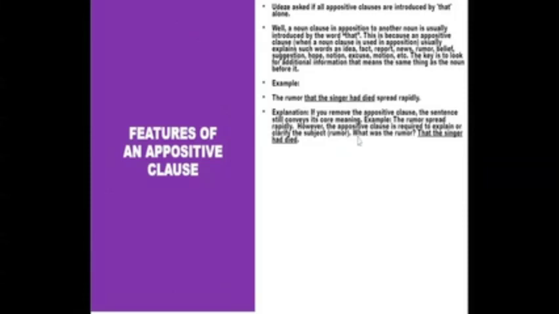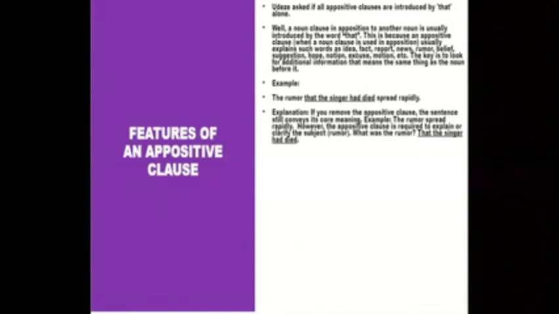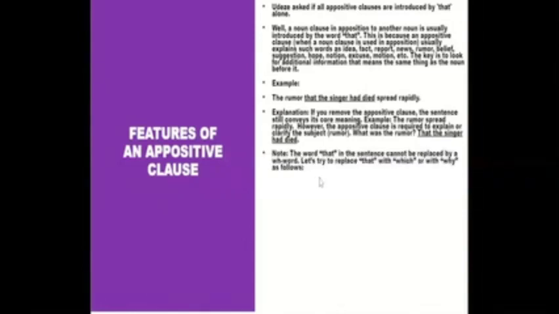When someone asks, what was the rumor? All right, the rumor was that the singer had died. Okay, so that's exactly the work of an appositive clause. And its major feature is that it identifies the noun that comes before it. It gives an explanation about the noun that comes before it.